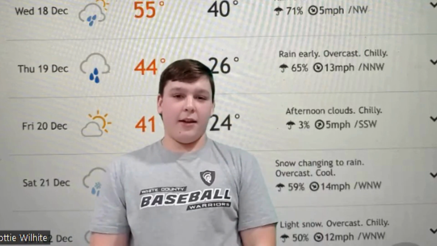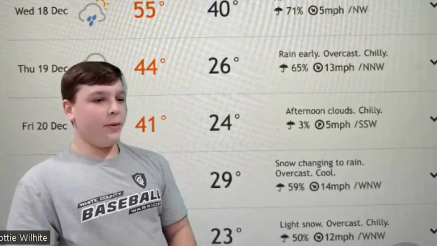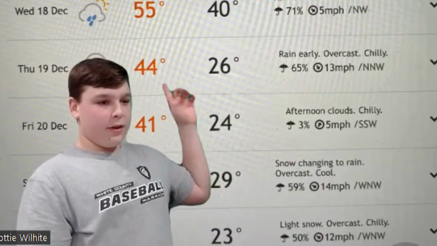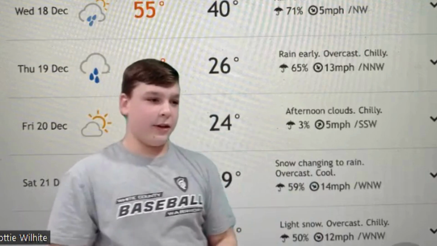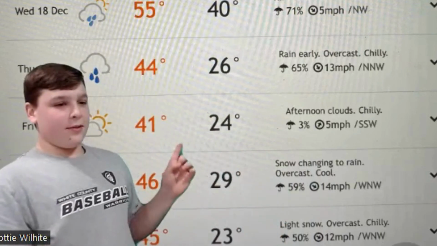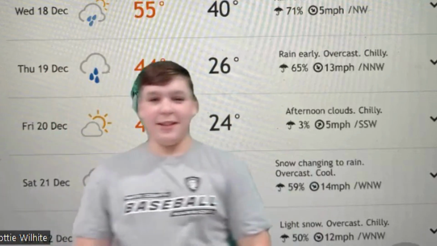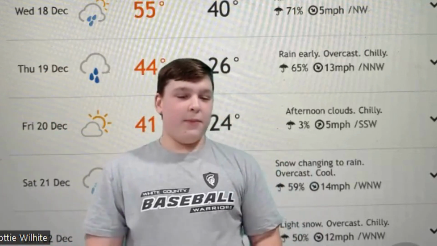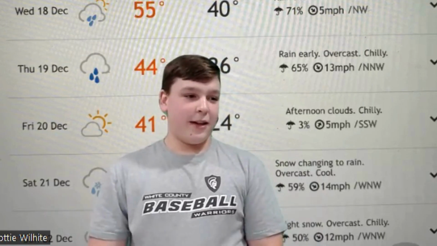Thursday, we will keep that rain train rolling, and that one will be a little bit cooler. That's the one where we drop, with a high of 44 degrees and a low of 26 degrees. Friday, the weather drops one more time with a high of 41 degrees and a low of 24 degrees. That day we'll get a little bit of a break from the rain though, so thank goodness for that.